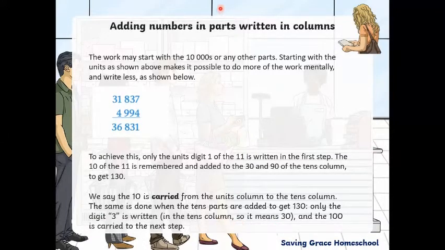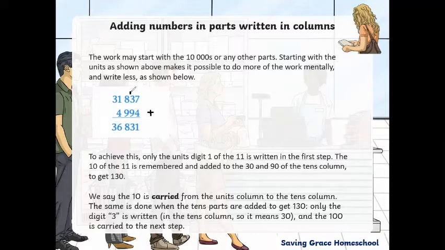I'm just going to get a pen and then I can try to show that more clearly. So we have this number plus this number. Sometimes it's useful to write plus, so you don't forget what you're doing. So we have the 7 plus the 4, which gives us 11. And then what I used to do is carry the 1 up here. So it says here, the 10 of the 11 is remembered and added to the 30 and 90 of the tens column.